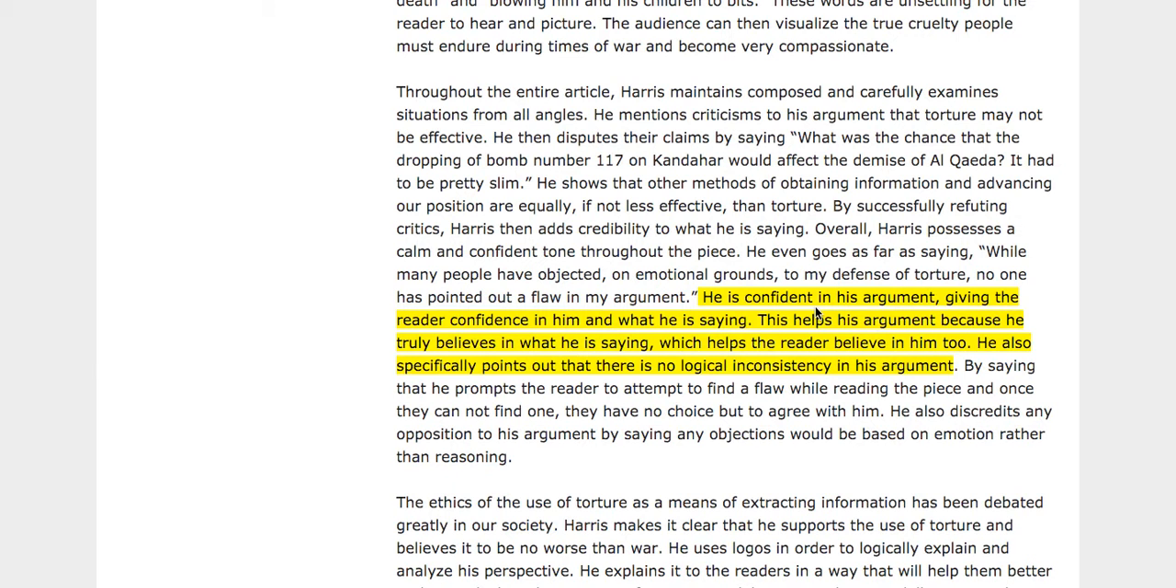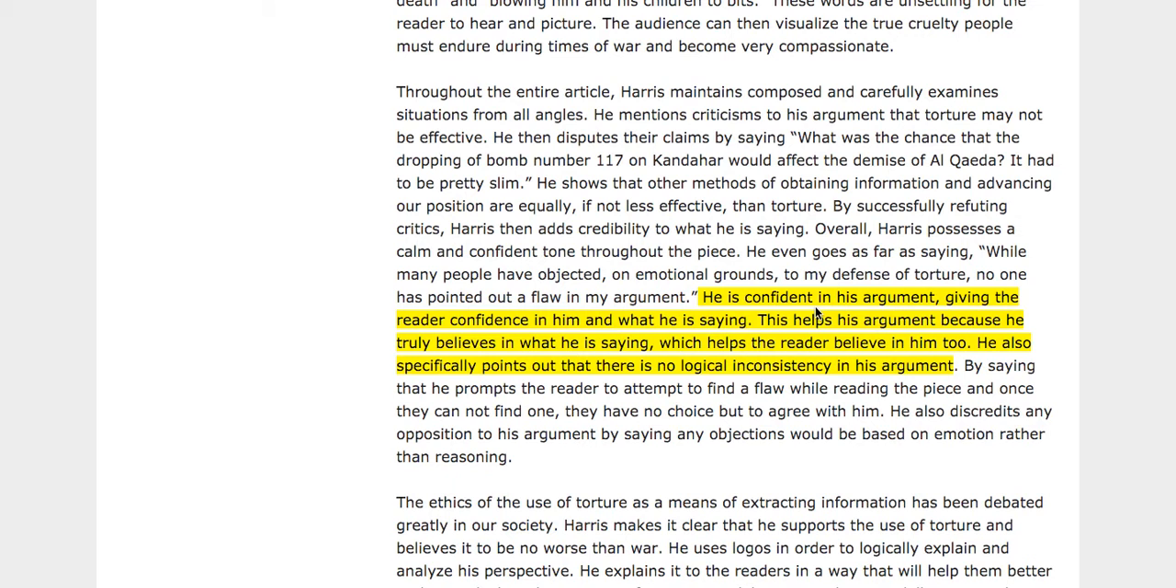So he's already qualifying his argument, that this is a fairly limited thing. "While many people have objected on emotional grounds to my defense of torture, no one has pointed out flaws in my argument as well." So he's already playing with that same thing that you're talking about, of emotion and logic. People are upset because it's an emotional subject, but nobody can point holes in my argument. Nobody can point holes in my argument. So here he's also talking about his ethos, his credibility.